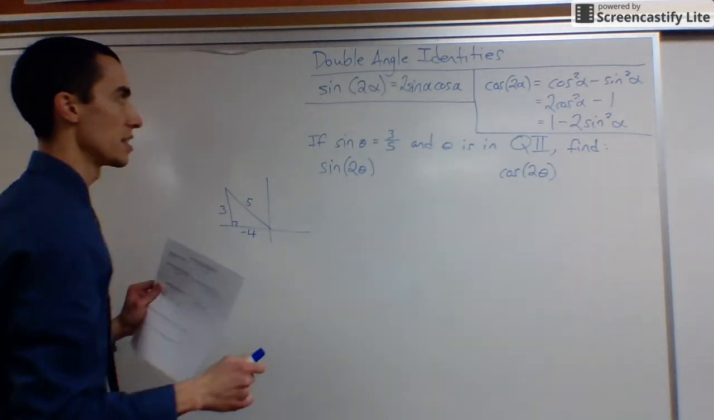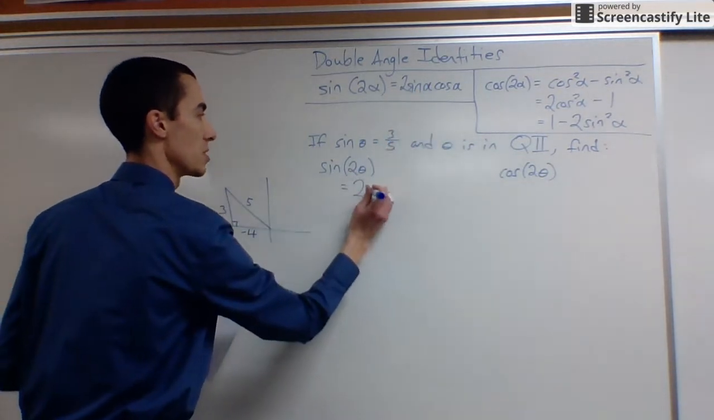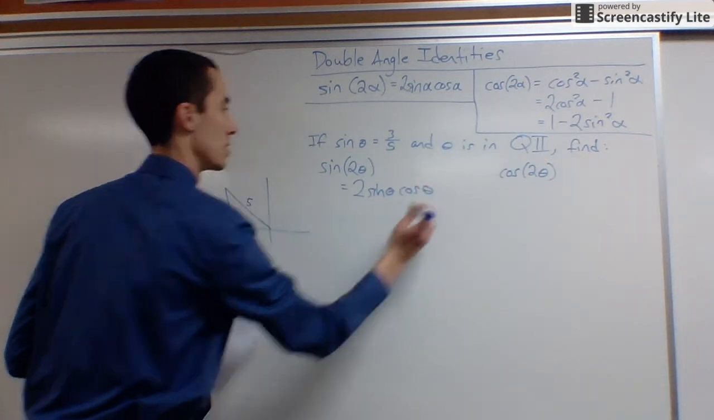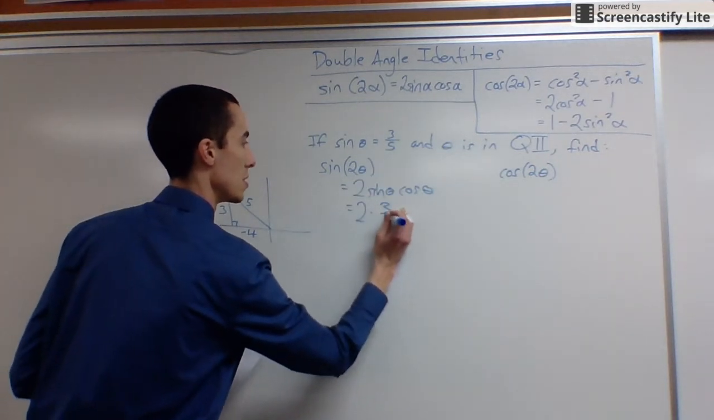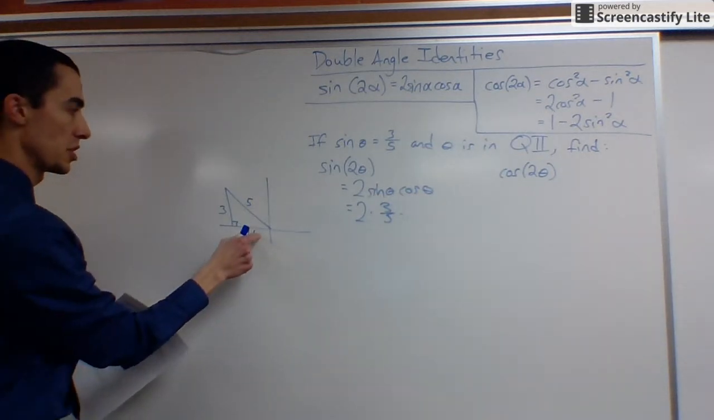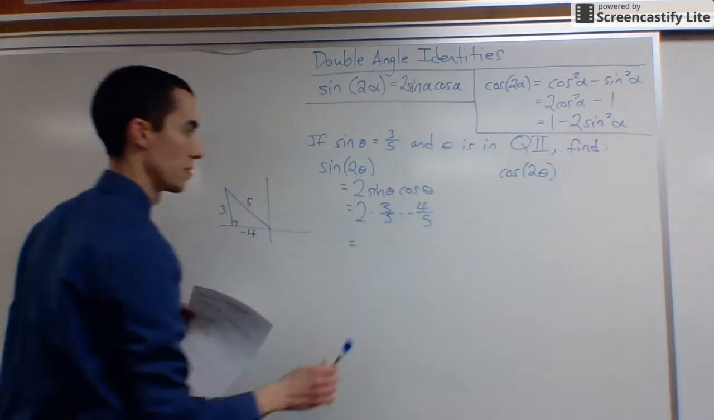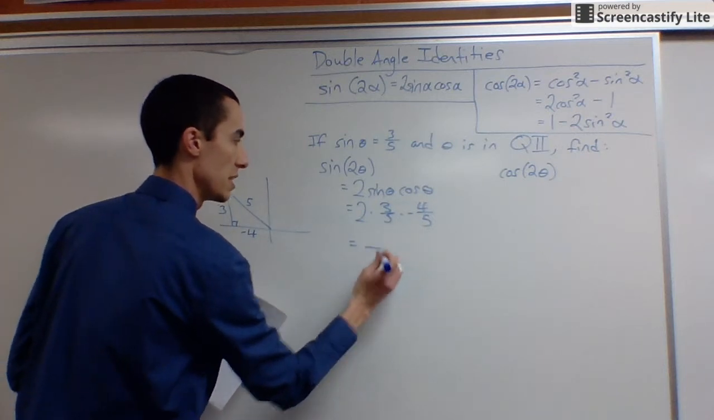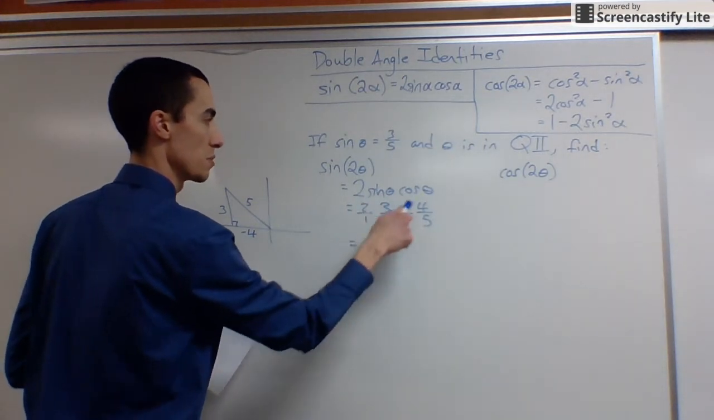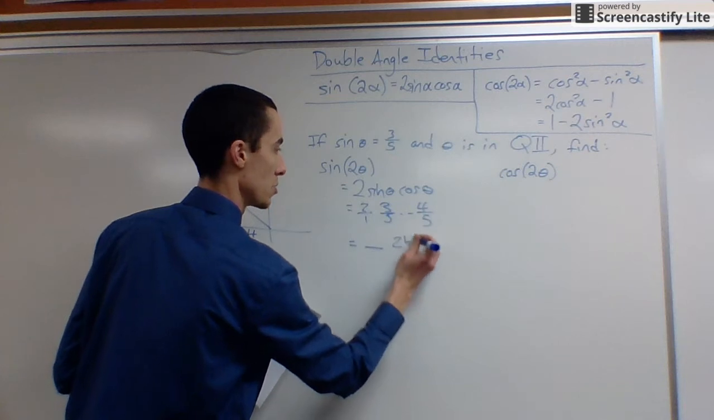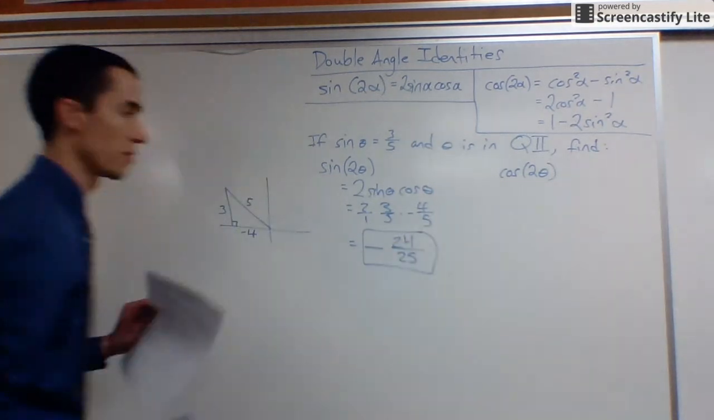So to find the sine of 2 theta, we need to use 2 times the sine of theta times cosine of theta. We know that the sine of theta here is 3/5. The cosine of theta will be adjacent over hypotenuse, negative 4/5. Positive times a positive times a negative is negative. Let's change this to a fraction. 2 times 3 times 4 is 24. 1 times 5 is 25. So our answer is negative 24/25.